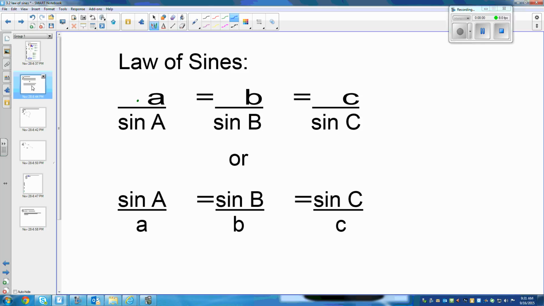Now, what's awesome about the sine law is you only need 2 out of the 3 things. So if I know side A and angle A and side C, I can find angle C by just using A over sine A equals C over sine C. So you don't need to use all 3 of them. You need to use 2 with an equal sign between them. Okay?